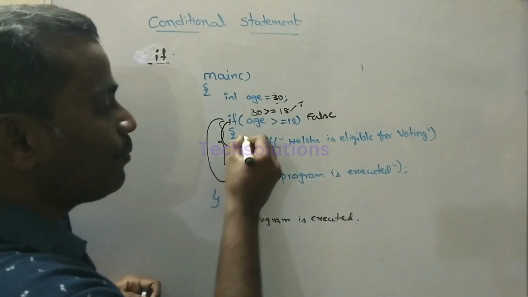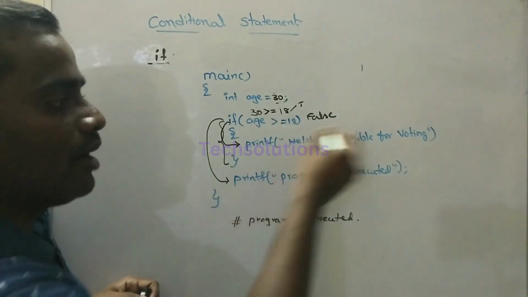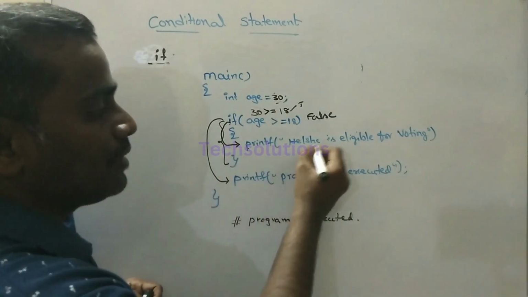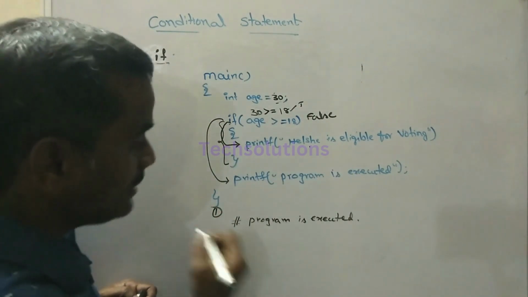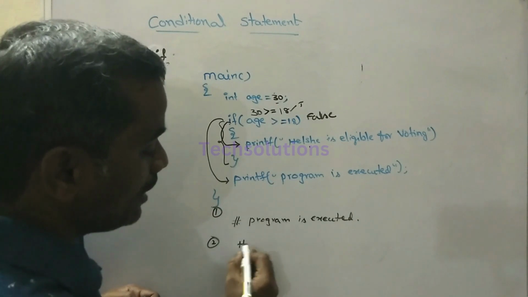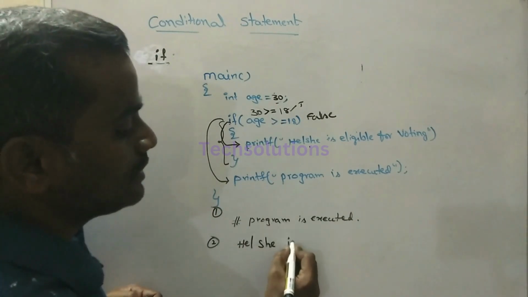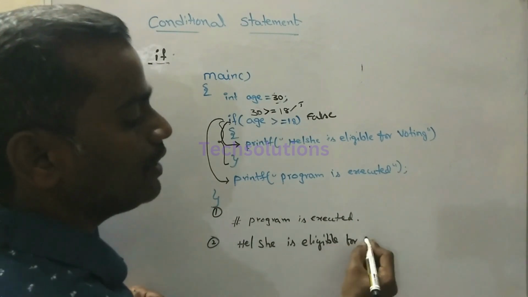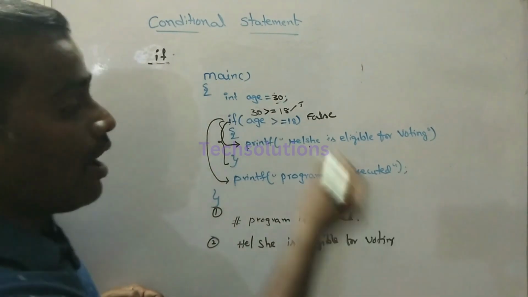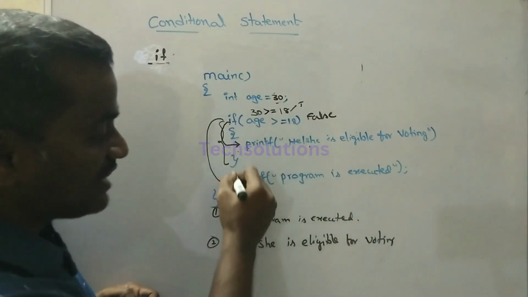True means what? Now this particular block of statements will be executed. What is the block of statements? The block of statements is for the second case. This is the first case. For the second case, what is the output you can get? He or she is eligible for voting.